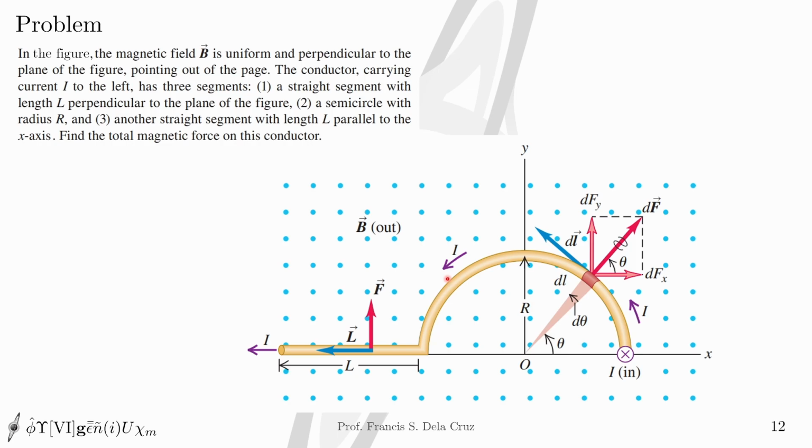By just looking at this problem, we can separate the calculation of the magnetic force for 3 segments. Number 1 is for the perpendicular segment. Then we're going to solve for the magnetic force applied on the semicircle conductor, and then the force that this straight wire will feel due to its orientation, which is parallel to the plane, parallel to the x-axis specifically. So how are we going to solve this problem?